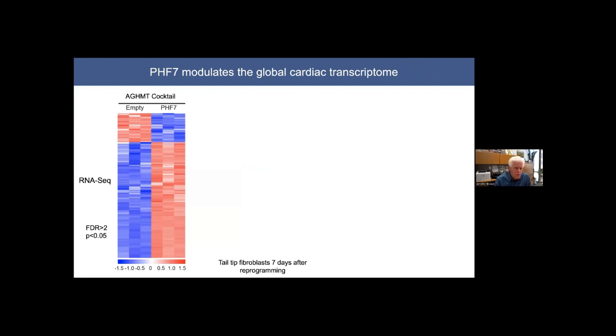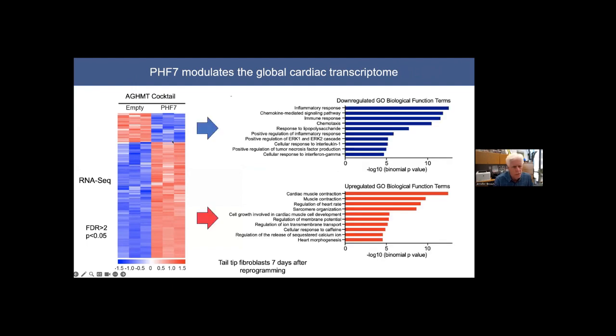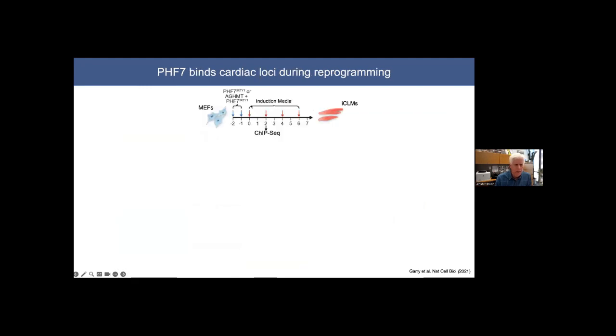So here's yet another example. We looked at the consequences of PHF7 expression in mouse tail-tip fibroblasts in the presence of this optimum cocktail. You can see that the addition of PHF7 quite dramatically diminishes the expression of a large number of genes and augments the expression of a large number of genes. If you look at what these genes are, PHF7 suppresses many genes involved in inflammation and other pathogenic responses, and it strongly enhances a number of cardiac genes. So we think that PHF7 somehow is potentiating the cardiogenic activity of these core transcription factors in the reprogramming cocktail.